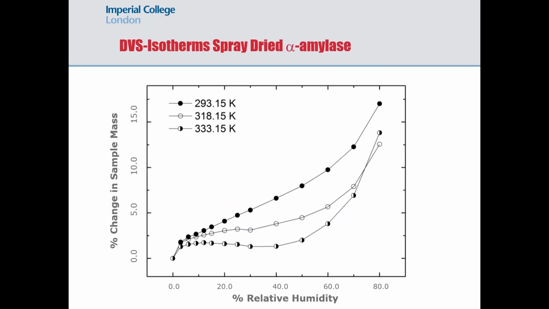Here are some data for some spray-dried alpha amylose materials. You can see that these materials have taken up about 15% by mass of water vapor. This is done at different temperatures, and there are some differences in uptake with temperature. But basically, this material is taking up quite a lot of water, which is quite common for freeze-dried materials.